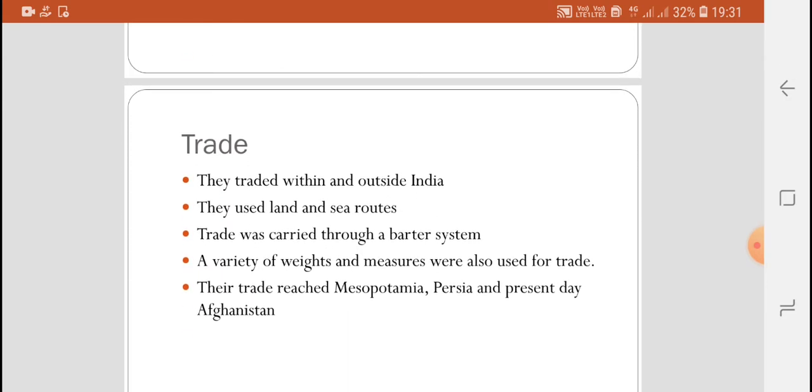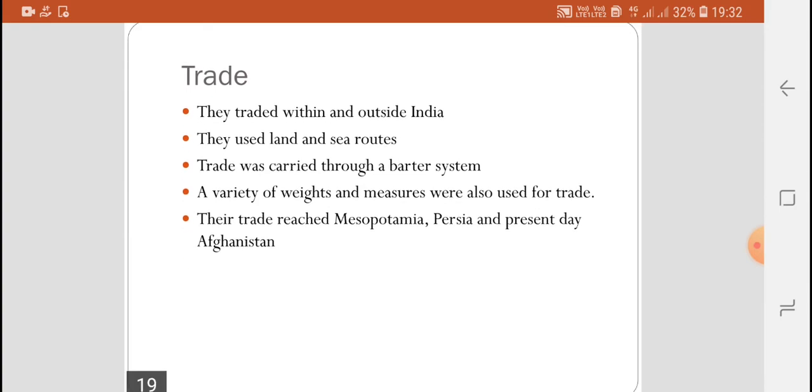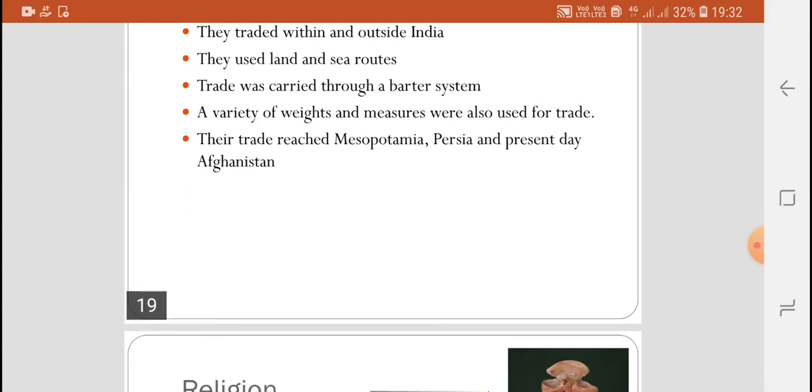Their trade included the use of land and sea routes, and they traded within and outside India. They traded goods for goods. There was no medium of exchange in between, so it was a barter system. A variety of weights and measures were also used for trade. Their trade reached Mesopotamia, Persia, and present-day Afghanistan.